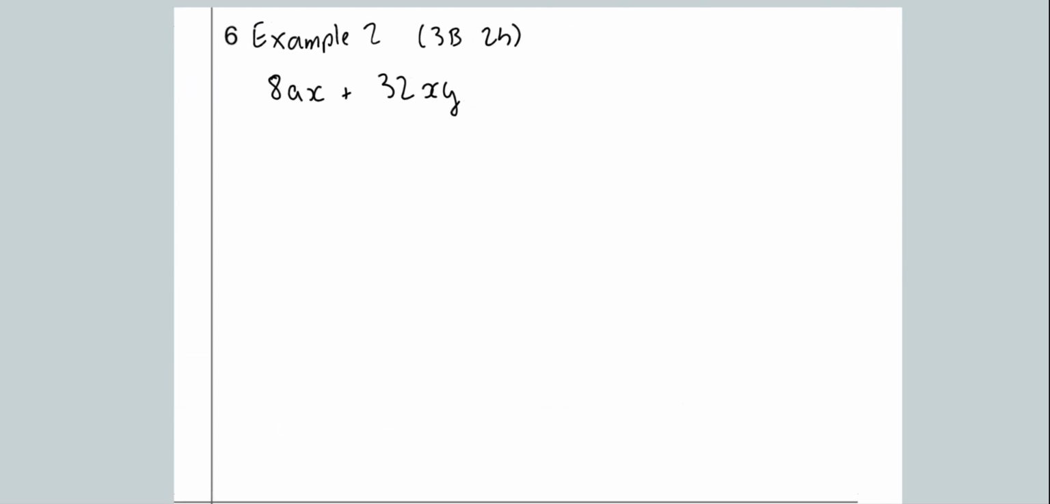In example 2, we have 8ax plus 32xy. This is 3B, 2b. So again, same sort of format. I look at the numbers first and take out a common factor. So the common factor of 8 and 32 is 8 because 8 4s are 32. So I take out a common factor of 8.